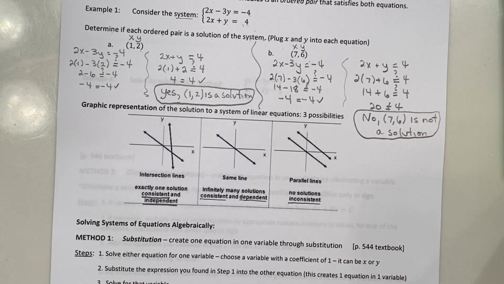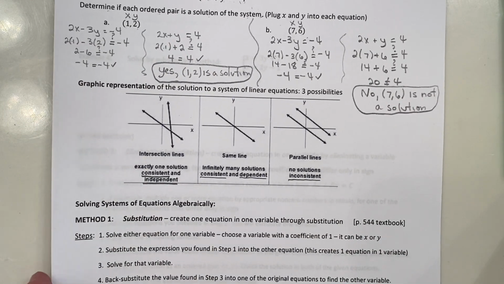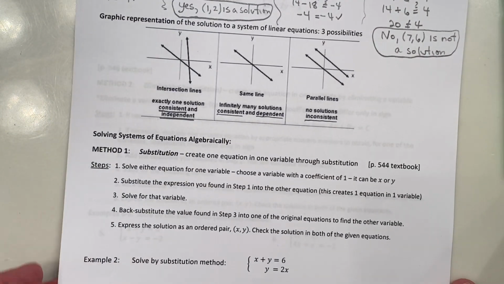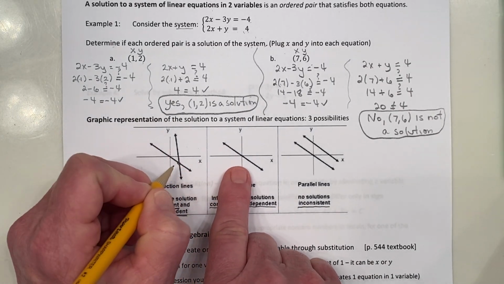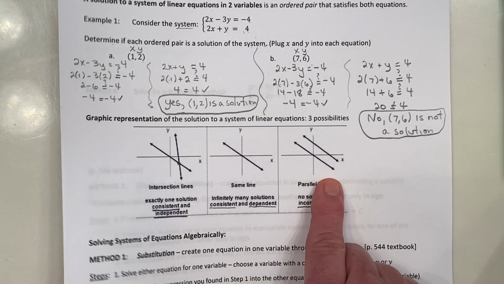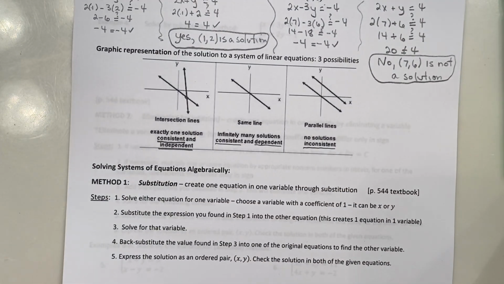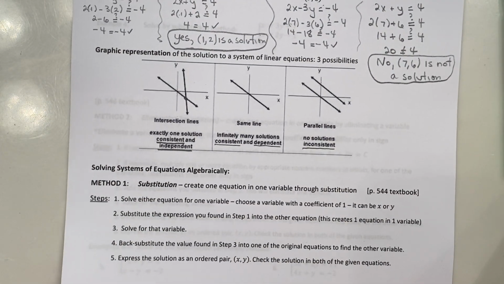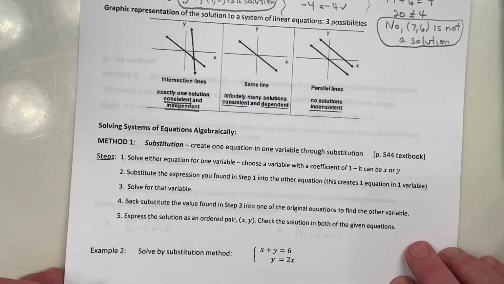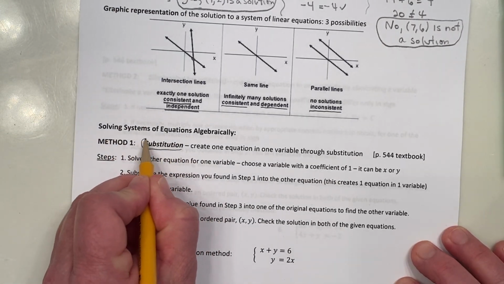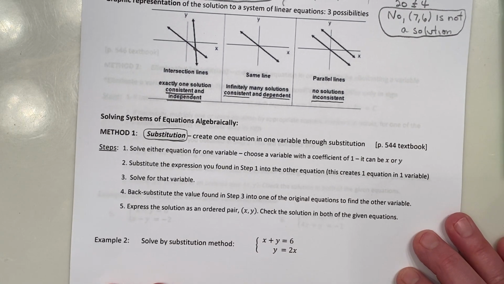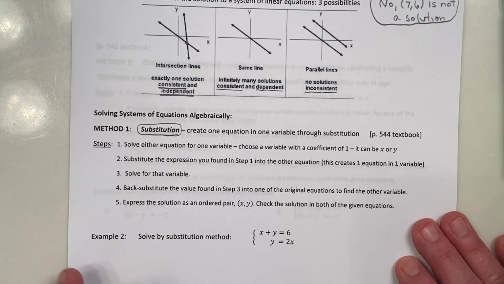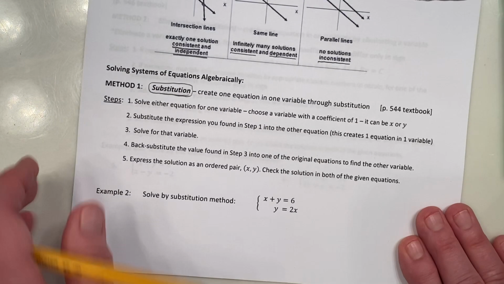So our work here in the next few minutes is going to be to determine, given two linear equations, if we have one intersection point, an infinite number, or no intersection points. We're going to learn two methods to determine the solution. We're going to use the method of substitution, and we'll do a few examples of that first, and then we're going to look at what we call the elimination method.